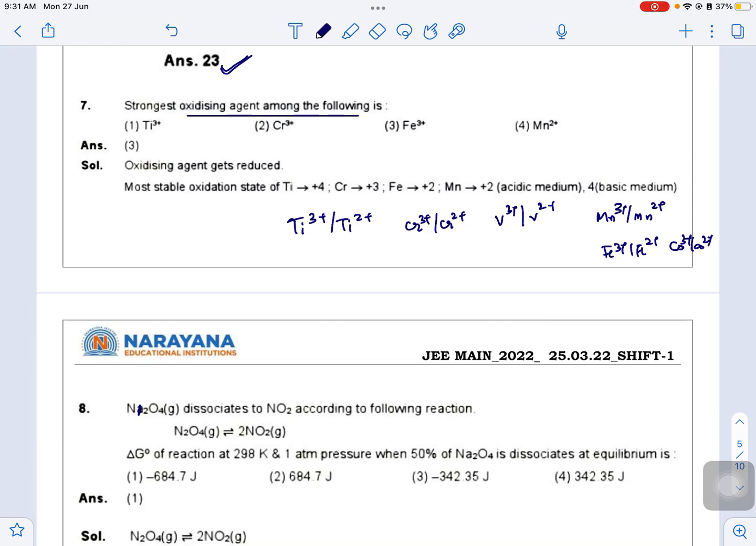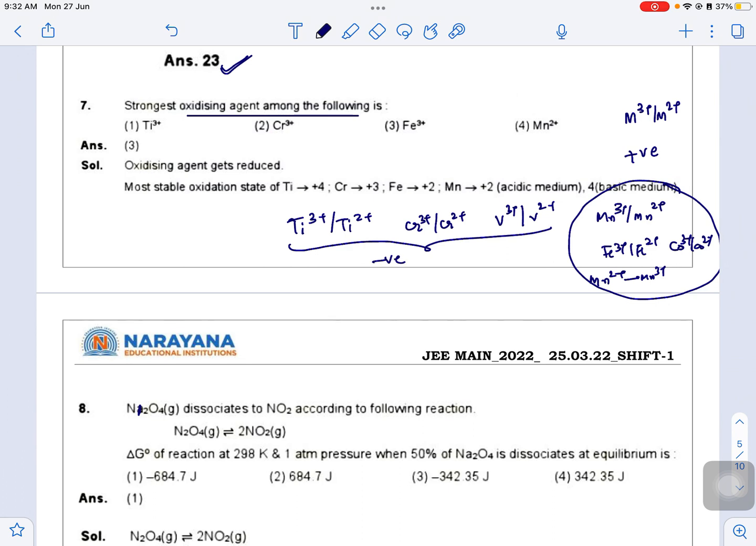So we can see that due to increase in third ionization potential, the oxidation of Mn plus 2 to Mn plus 3, Fe plus 2 to Fe plus 3, cobalt plus 2 to cobalt plus 3 is difficult. So their oxidation from plus 2 to plus 3 is difficult. So reduction is easier. Therefore, these three species have positive SRP values of M3 plus to M2 plus, whereas these three species have negative SRP of M3 plus to M2 plus.